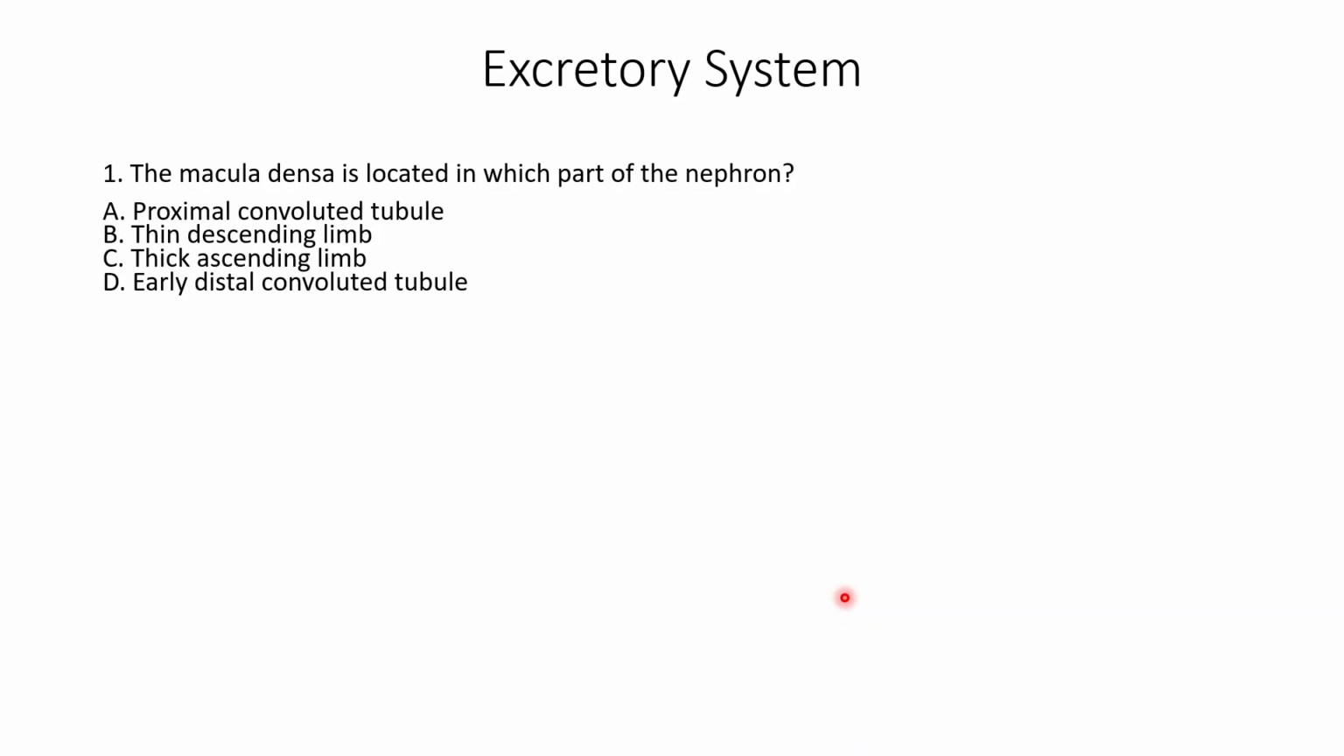the first question is the macula densa, which we had discussed when we were looking at the anatomy of the renal corpuscle, is located in which part of the nephron? So if you guys can remember what the macula densa is and where it is.